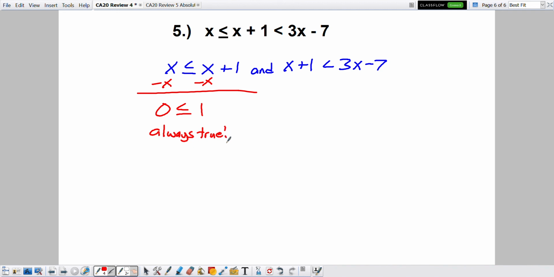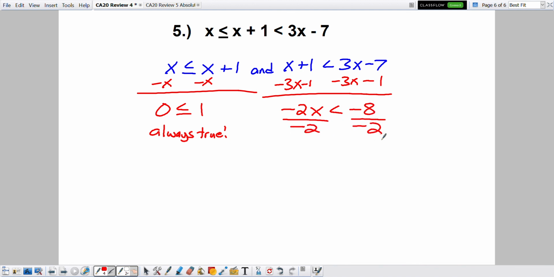On the right, I'm going to subtract 3x. I'm going to also subtract 1, just to kind of rearrange things. I get negative 2x is less than negative 8. I divide by negative 2. Remember that x is greater than 4. You're going to switch that inequality symbol because you're dividing by a negative number. And so on the left, the answer here is really negative infinity to infinity. It's always going to be true.